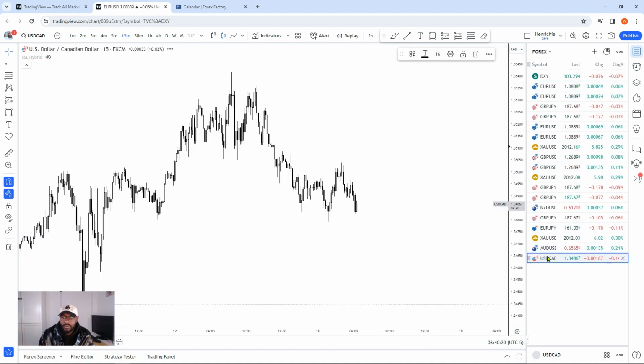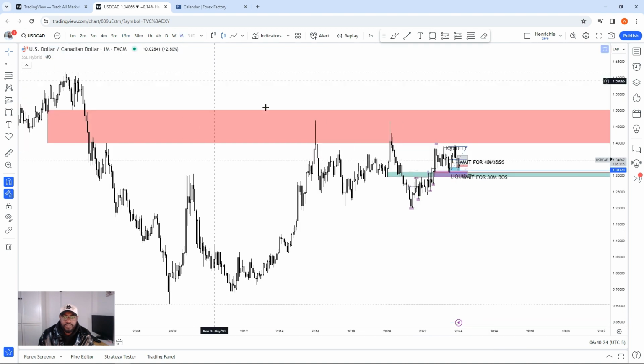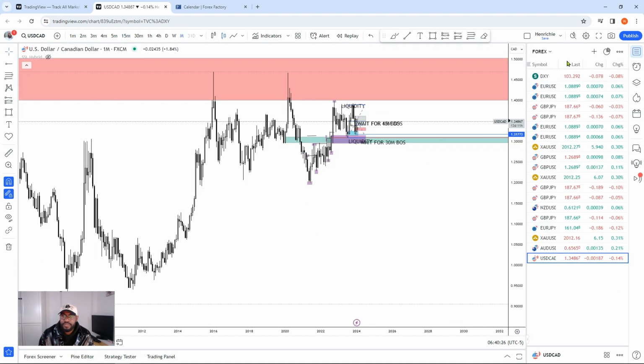So that being said, we'll look at USD CAD, what I'm looking forward to seeing on USD CAD as well. I'm going to use a fresh chart.